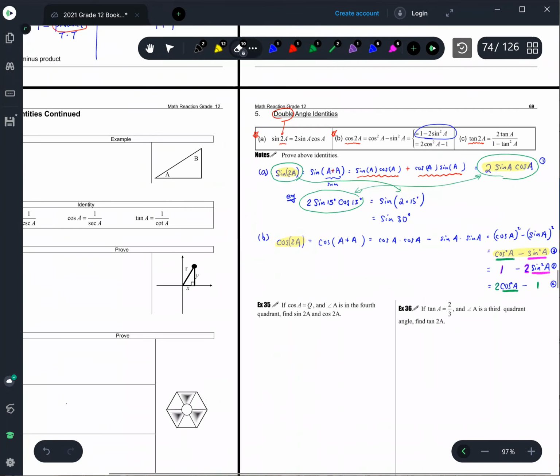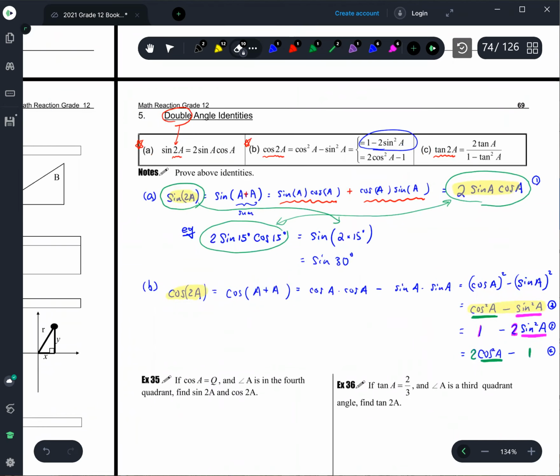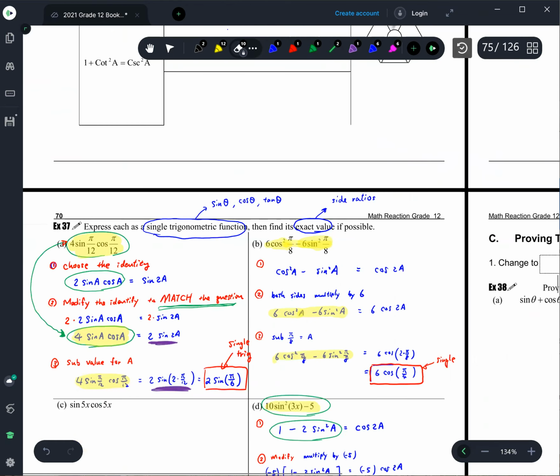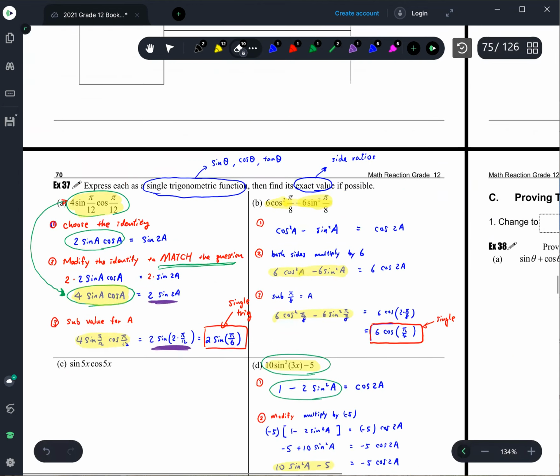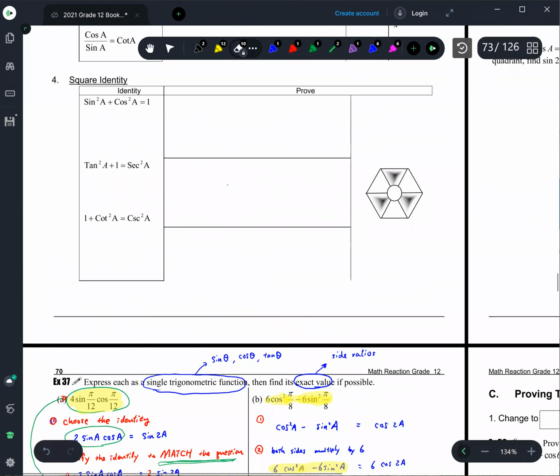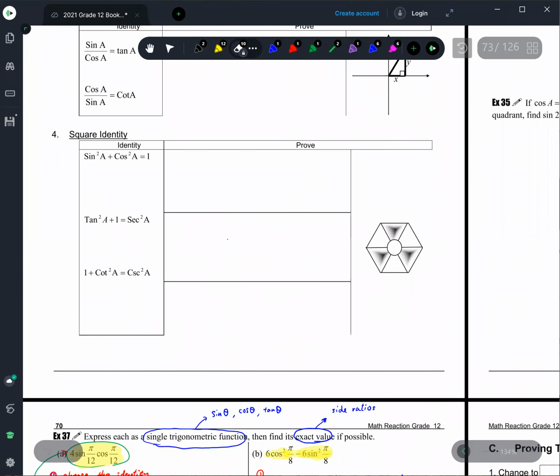Okay, so we did the four double angle identities. We have one for sine double, three for cosine double, right? And then we used it on the homework to try to express a single and find exact value. Let's go over the other identities, so we complete the list.